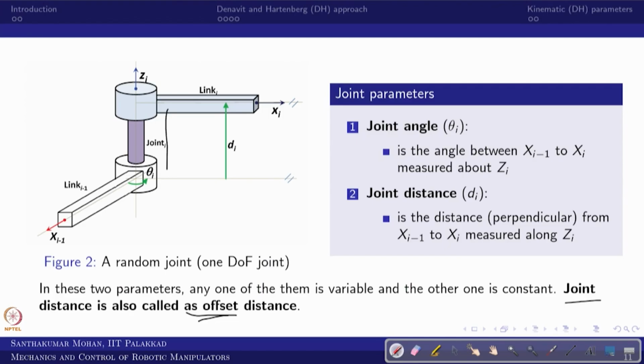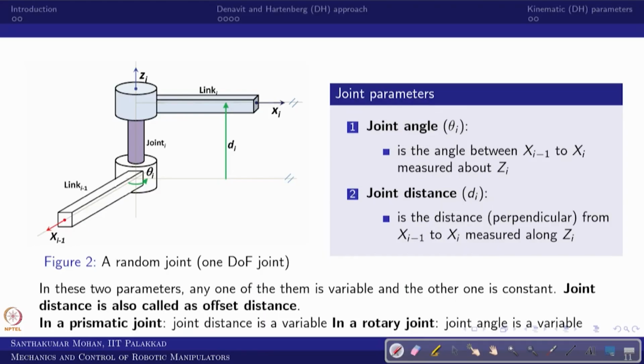Further, you can see that any one of these two is variable. If it is a rotary joint, the joint angle is variable. If it is a prismatic joint, the joint distance is variable, okay. I hope you are now clear on what Denavit-Hartenberg has done. He has given only four parameters, which we call link twist, link length, joint angle and joint distance.